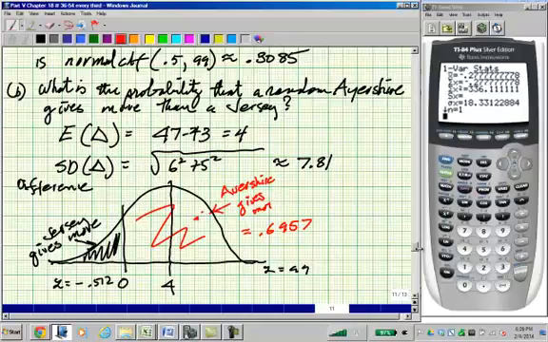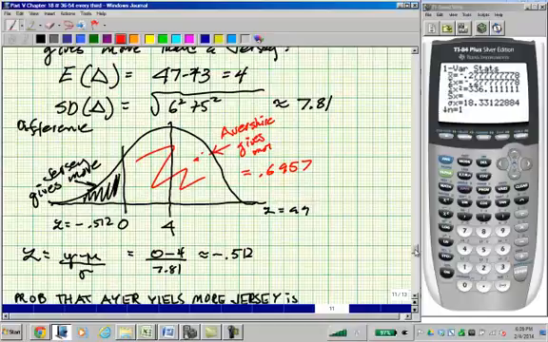So 4 is the average difference. We want to know where 0 is. 0 is where the random Ayrshire is giving the same as a Jersey. On the left is where the Jersey gives more, and here's where the Ayrshire gives more. Okay? So we get the z-score of 0 is negative 0.512. Let's see if we work that out. Yes, z equals negative 4 over 7.81, which is negative 0.512.